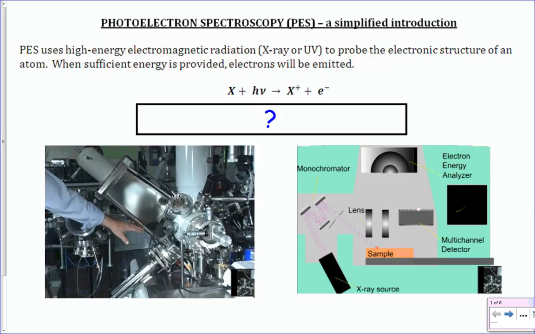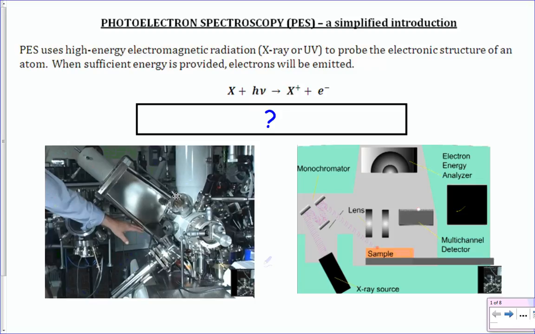So PES uses high energy electromagnetic radiation, X-ray or UV light, because you need to hit the atom with enough energy to literally knock out an electron from the atom to form a cation. So we're going to gain information about the electronic structure of a substance by hitting atoms with these high energy particles and knocking out electrons. And then we're going to find out what the kinetic energy of that particle is.